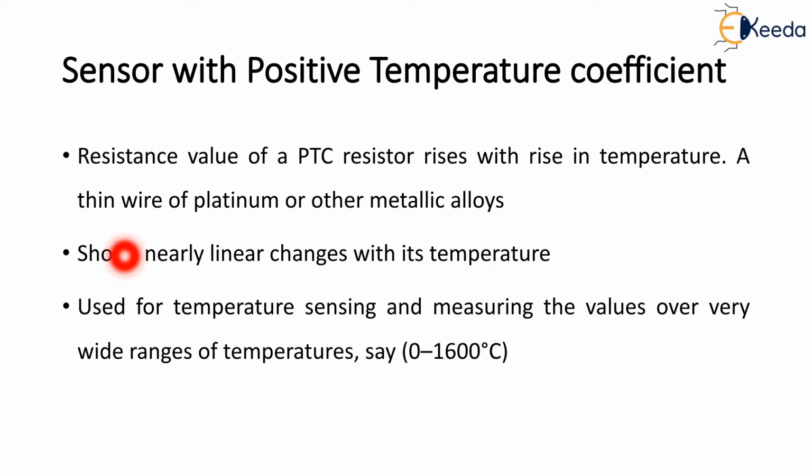So here a thin wire of platinum or other metallic alloys shows linear changes with temperature. It is used for temperature sensing and measuring values over very wide ranges of temperature, particularly 0 to 1600 degrees Celsius.